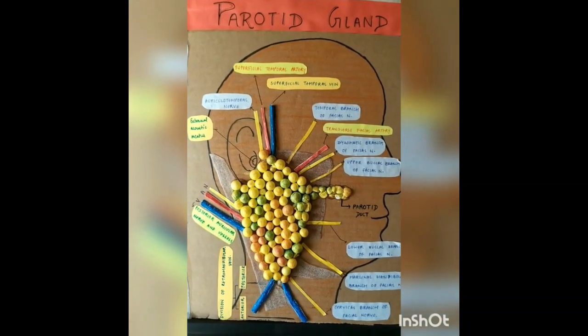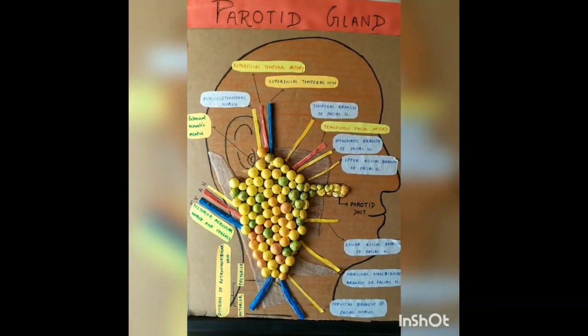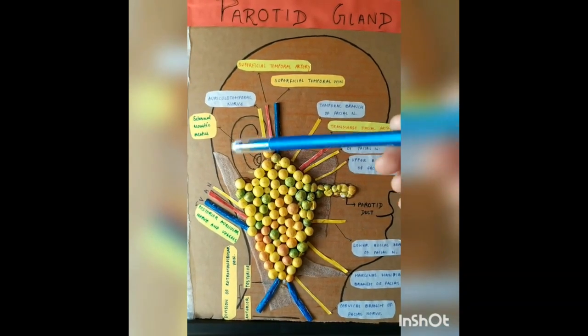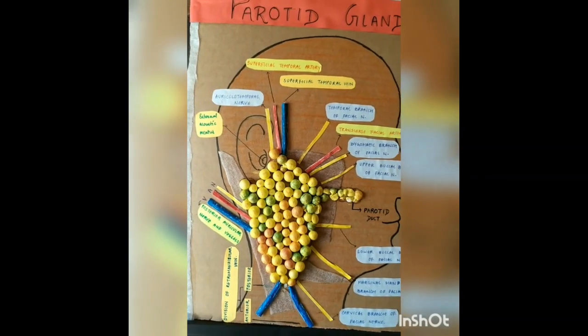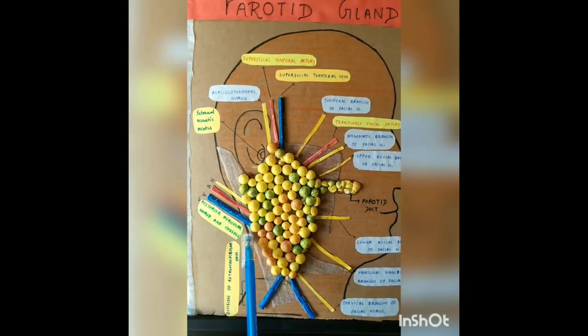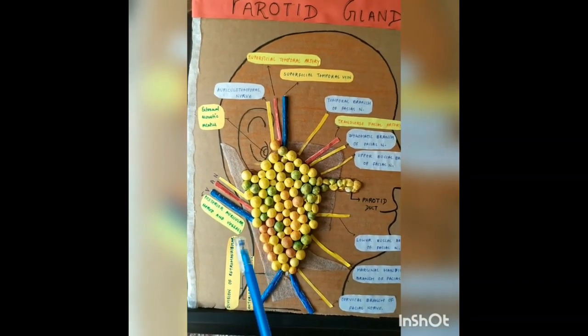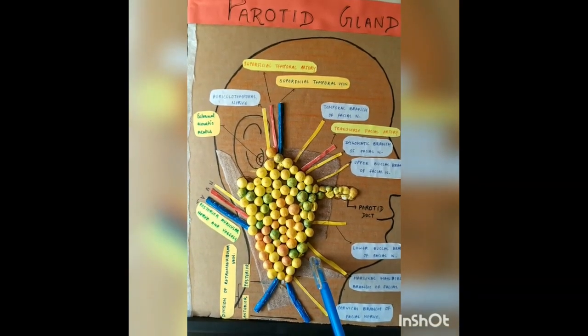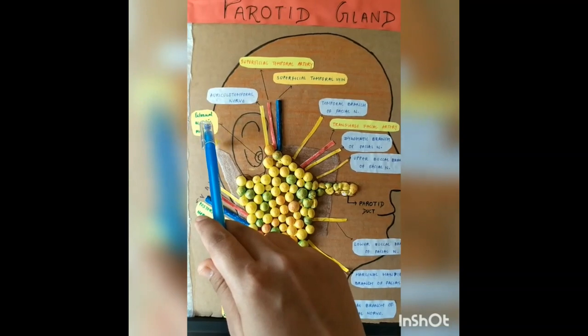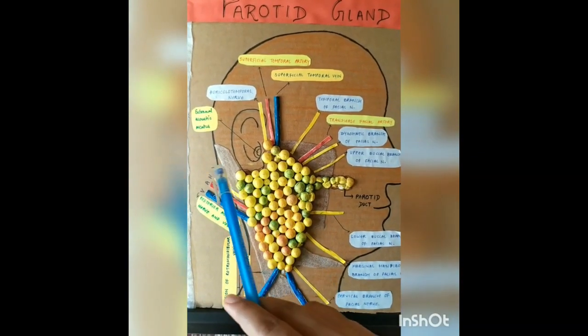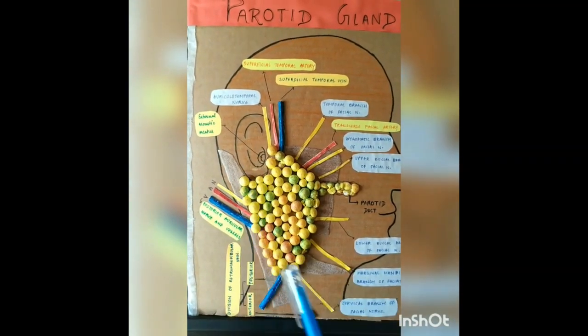Now the boundaries. So the parotid gland has 4 boundaries. First, anteriorly it is limited by the posterior border of the ramus, posteriorly by the mastoid process, medially by the styloid process, and superiorly by the external acoustic meatus and a part of the TMJ.